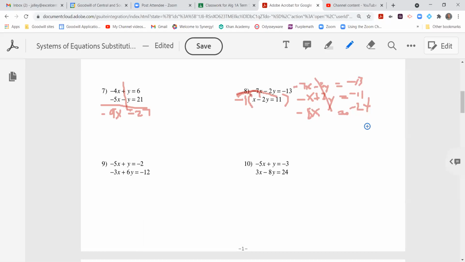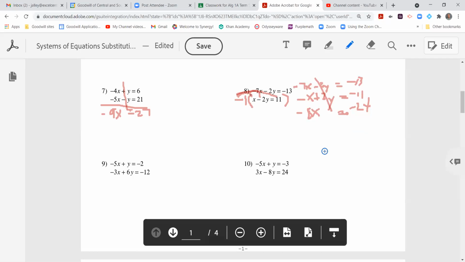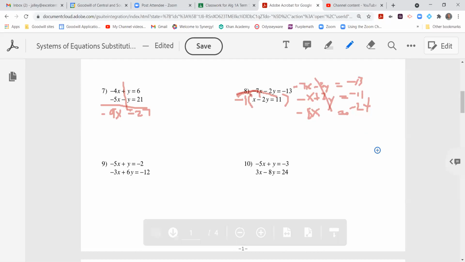Questions, anybody? All right, now 9 and 10. Let's say for a second, maybe one of you out there really does like substitution. That would be kind of rare, but it does happen occasionally. So what if you want to do substitution? How can I take an equation from number 9 and create something I can actually use to substitute?